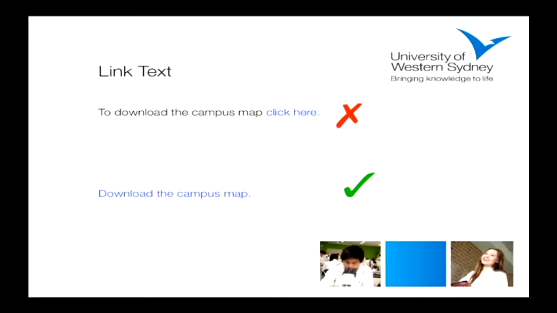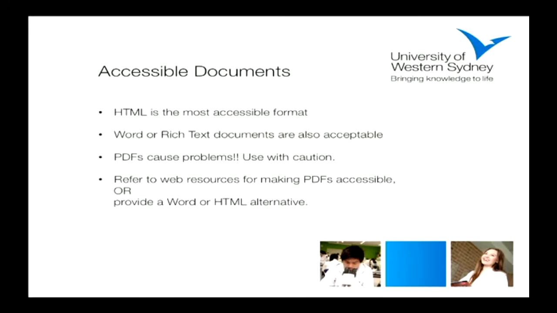Link text, as we mentioned earlier: don't link just "click here". Link the whole piece of information. "Download the campus map here" would have been okay too. So that's an example of keeping link text accessible.